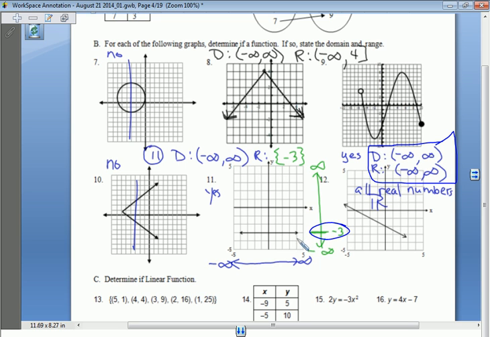Good. Okay. Now, this line is diagonal, and it goes up forever, and down forever, and left forever, and right forever. So the domain and range are both negative infinity to positive infinity. Domain and range are both, because it goes left forever and right forever, domain, up forever and down forever, range.